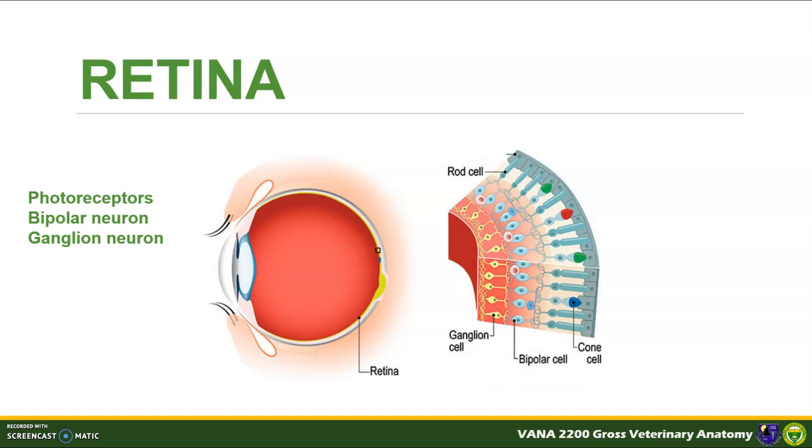Bipolar neurons are the intermediate layer of the retina, which receives impulses from rods and cones and passes them to the ganglion neurons. Ganglion neurons are the inner layer of the retina, which pass the impulse to the optic nerve. Remember that the optic nerve is the second cranial nerve and will deliver the information to the brain.